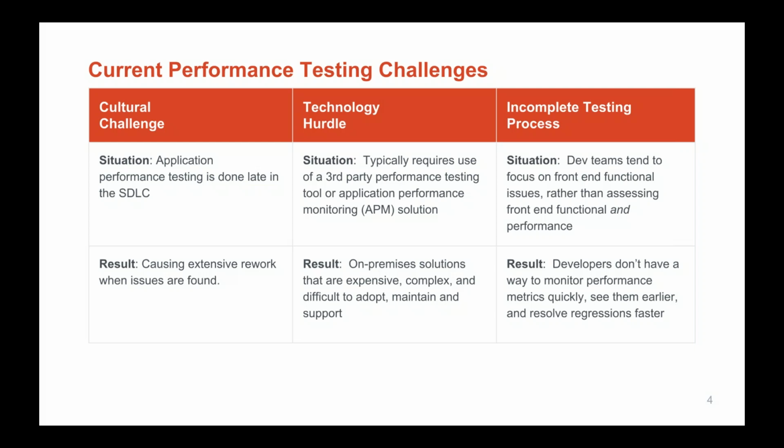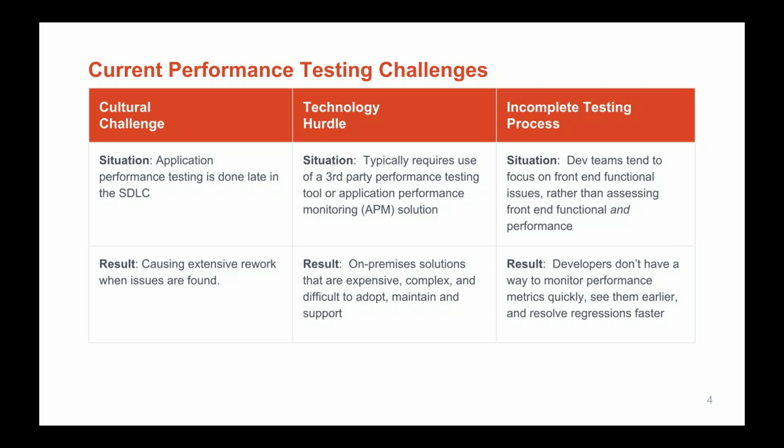Then there's that technology hurdle, and it typically requires the use of a third-party performance testing tool or an application performance monitoring solution to actually get this information. Now, most of the organizations that we work with really don't like to use a third-party solution, or developers don't want to add another tool to their arsenal. So it makes it difficult when you have to use either a proprietary or a third-party solution to get the information that you need early and often.